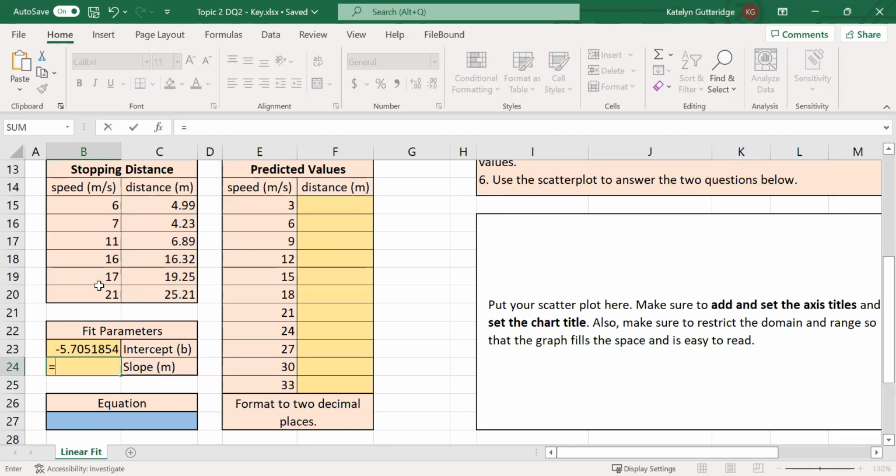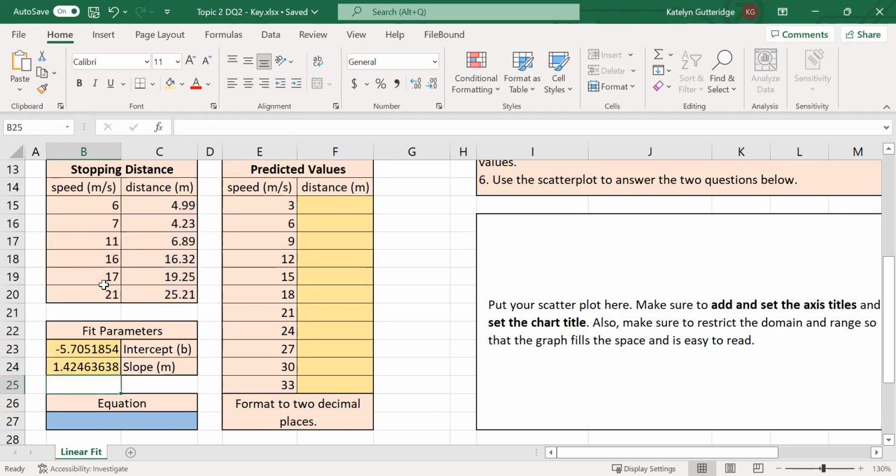Repeat the same process for slope. Use the word slope this time. So type your equal sign, type out the word slope, open your parenthesis, highlight the distance first because the y values go first, type a comma, highlight the speed second because x values go second, close your parenthesis, and hit enter.